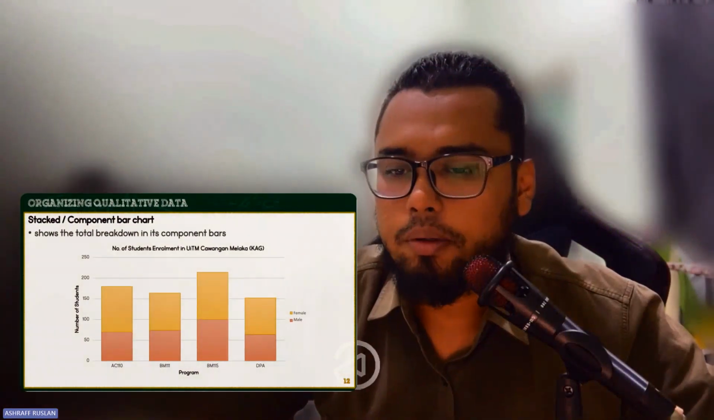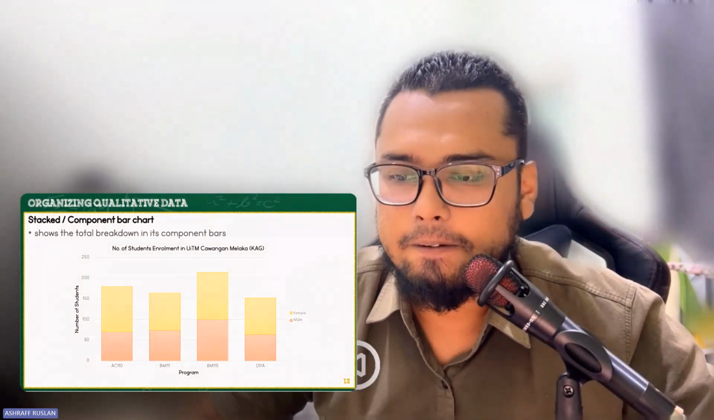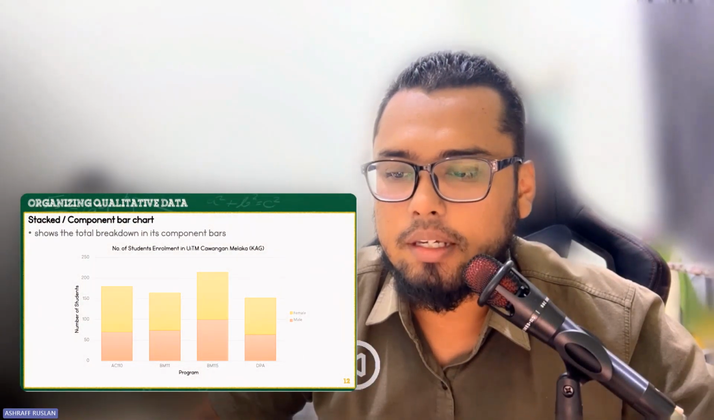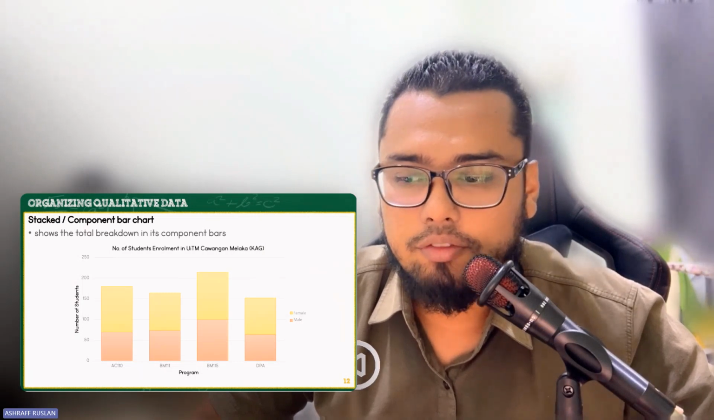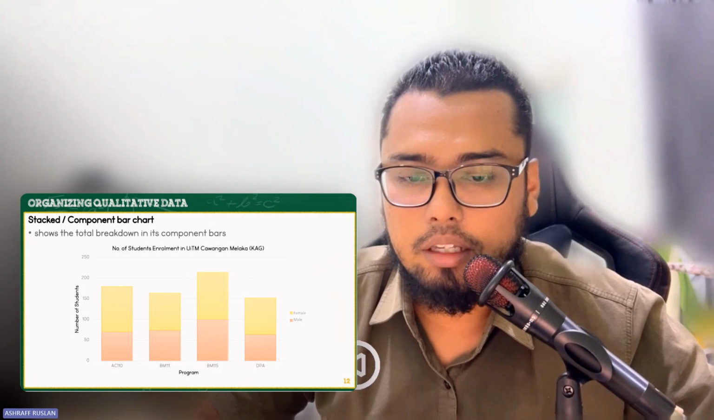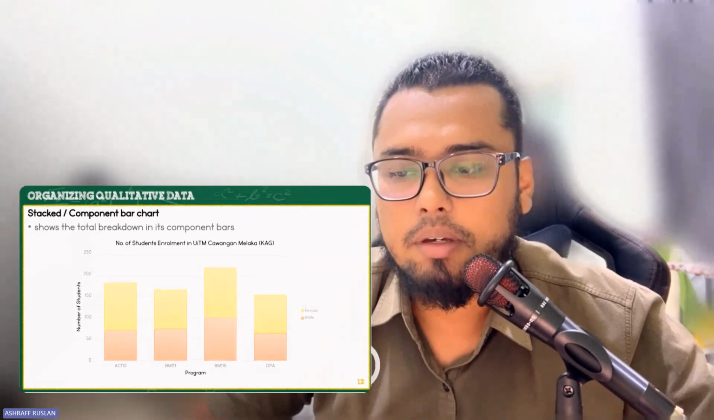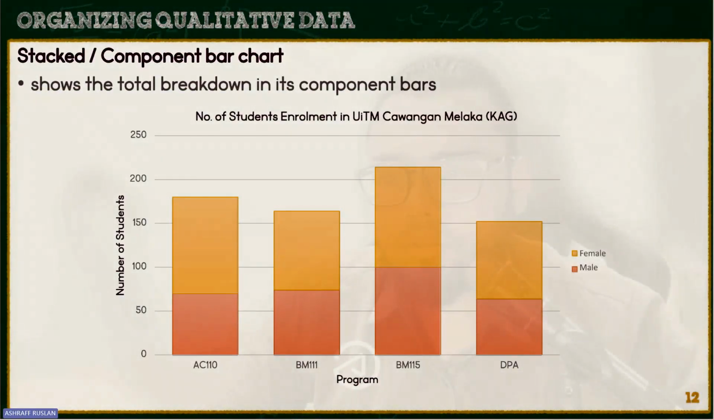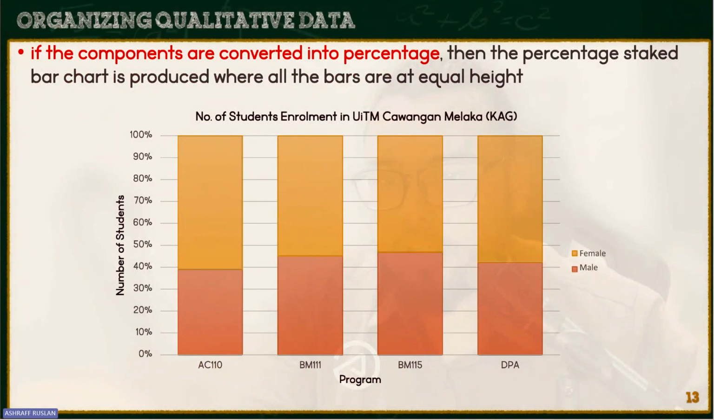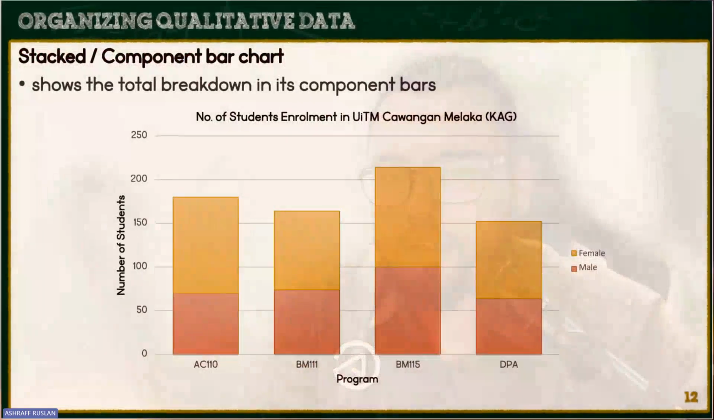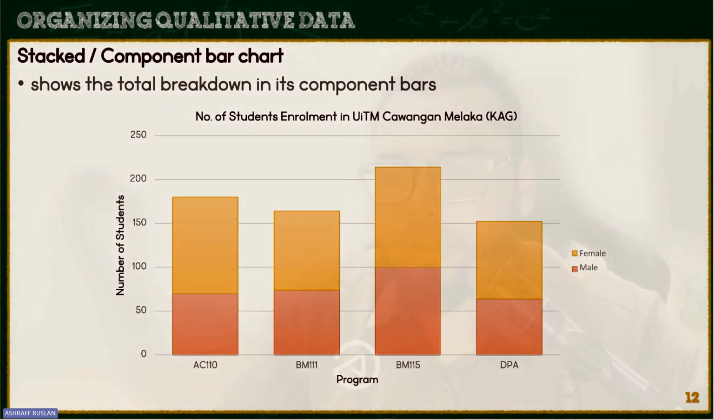Okay, so stack and component bar chart ni pun, okay, kalau kita tengok kat sini, dia telah menggabungkan dua kategori juga. Two kategori of gender for each program. Tetapi totalnya mesti 100 sebab dia buat dalam bentuk, okay, stack. Okay, maksudnya dekat sini, sorry, total 100 kalau kita menggunakan percentage stack. Okay, so this one adalah kita menggunakan total breakdown sahaja.